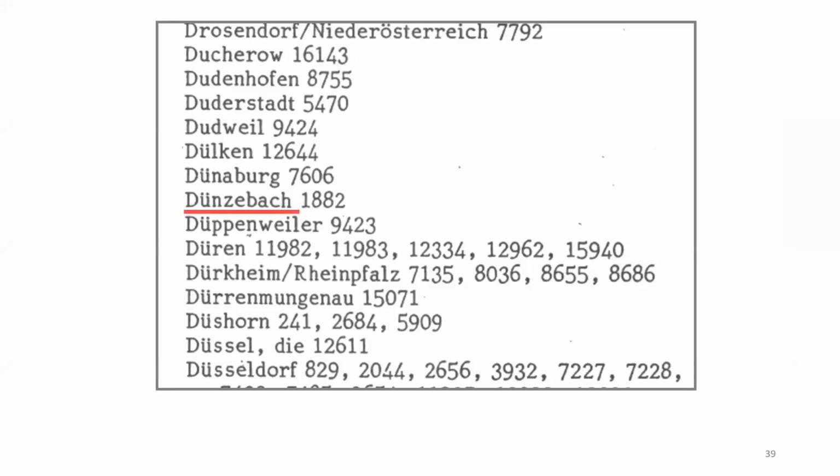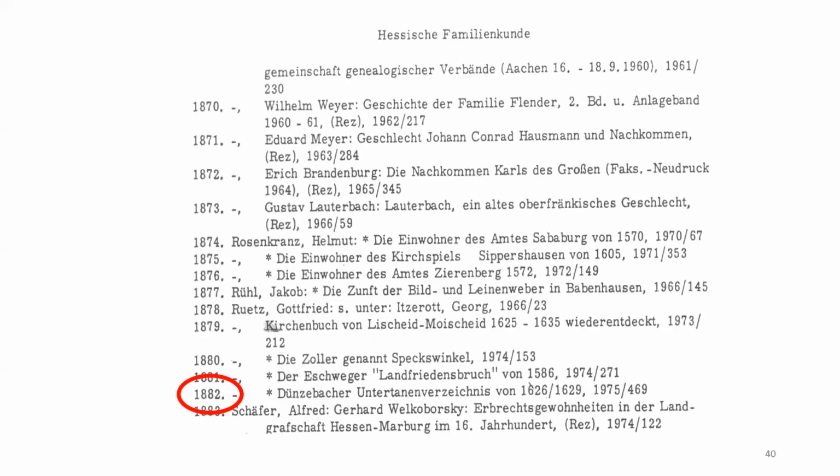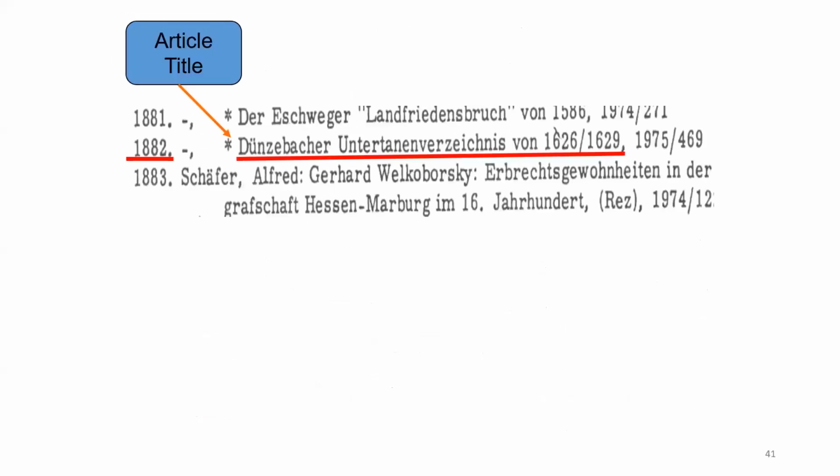For example, the town of Dünzebach has the number 1882 after it. When you turn to the number 1882 in the front of the book, you will see the name of the periodical at the top of the page. So the periodical name here is the Hessische Familienkunde, which tells you that the area this periodical focuses on is the area of Hessen. This may be good if you have reason to believe that your ancestor was from this area. The title of the article tells you that it is about the serf record for the town of Dünzebach for the years 1626 and 1629.